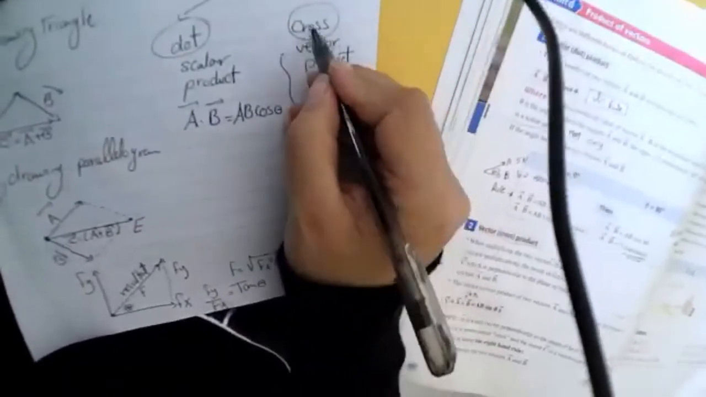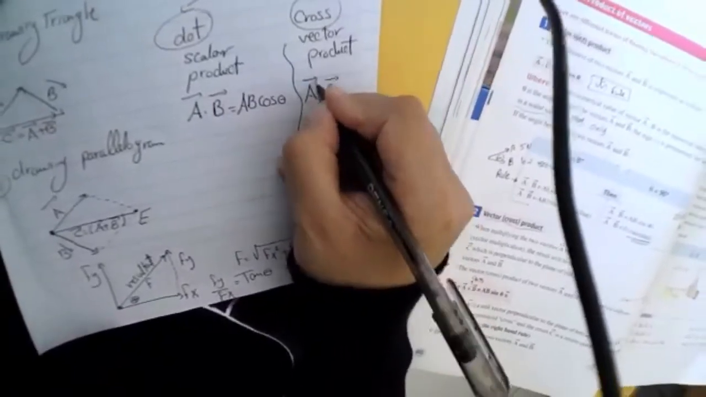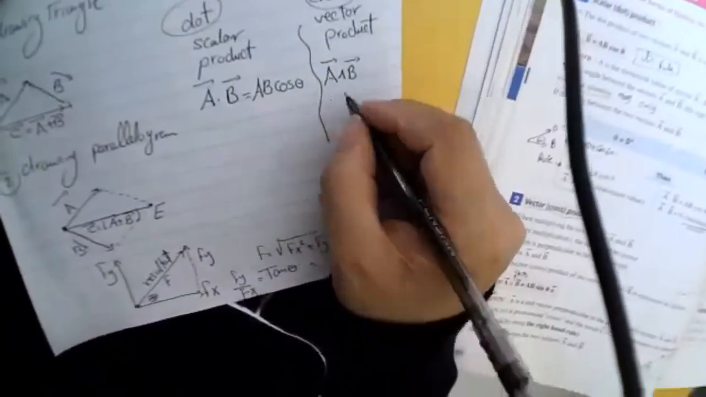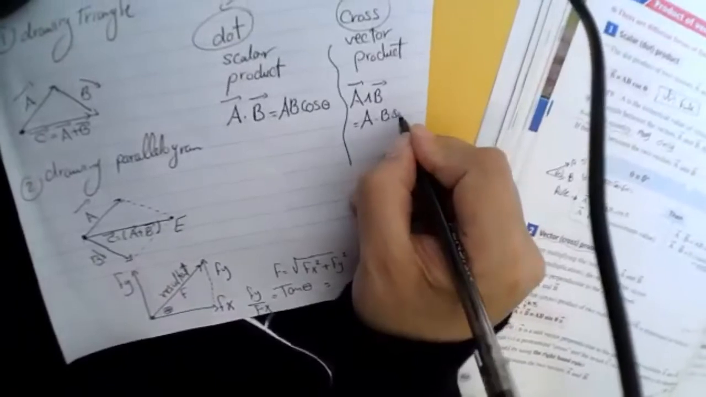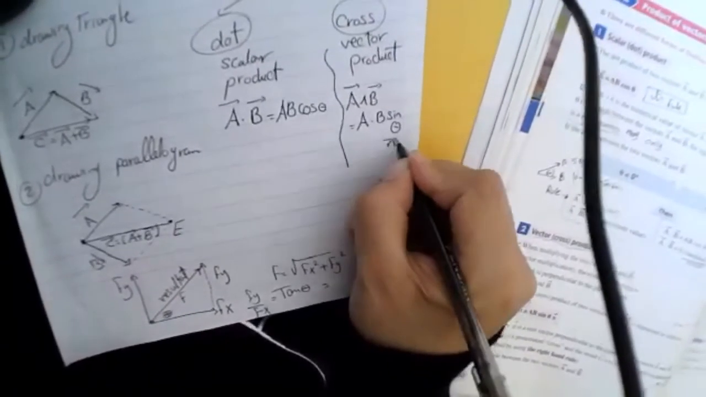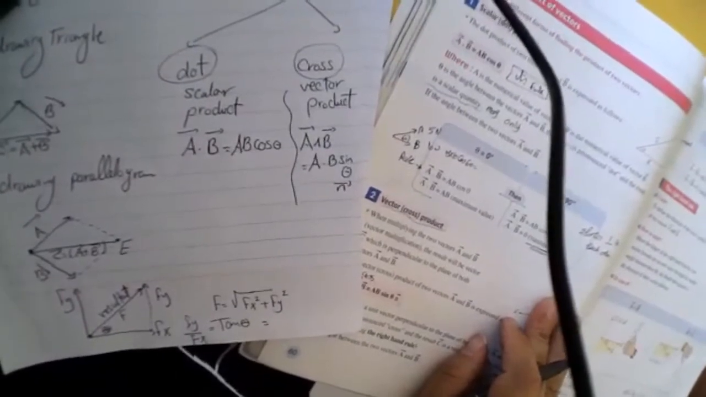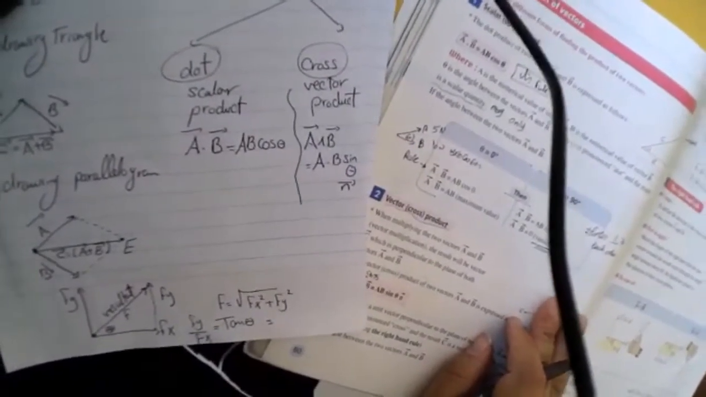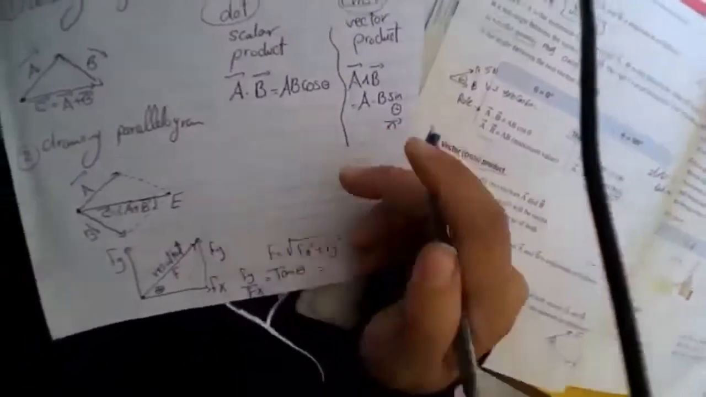While in the cross product, or the vector product, A cross B, we find the direction of multiplying both vectors. It's going to be AB sine theta n. What is n? n is the direction of the product of these two vectors A and B. And we're going to use the right-hand rule to define the direction of the vector A cross B. What is the right-hand rule?